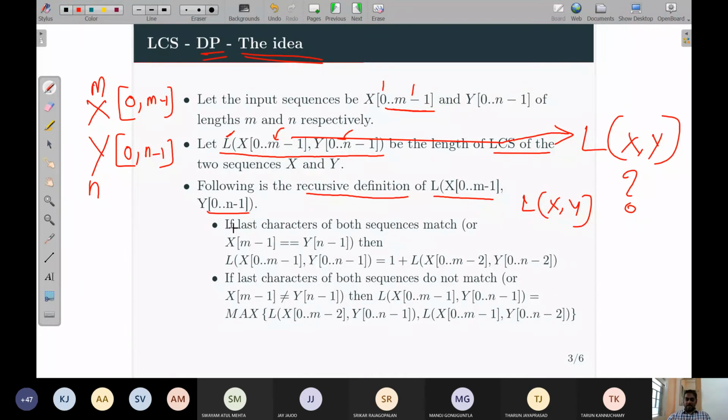That is, if the last characters of both the sequences match, what will happen? You are writing a recursive program, so the program will be calling itself again and again, a recursive function or recursive algorithm. If the last characters match, what is to be done? Your LCS value will be incremented by 1, right?